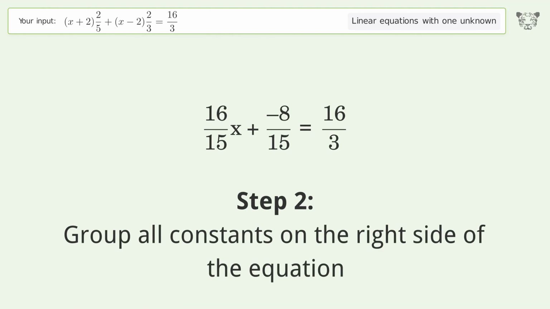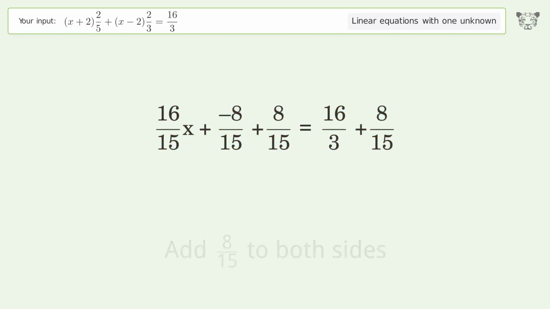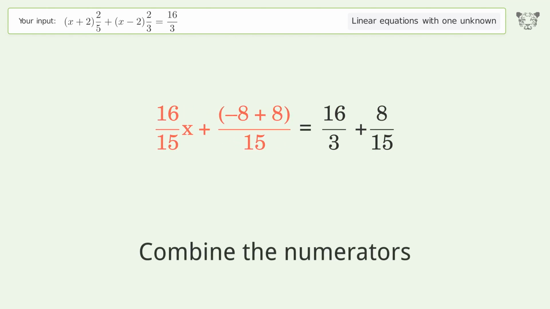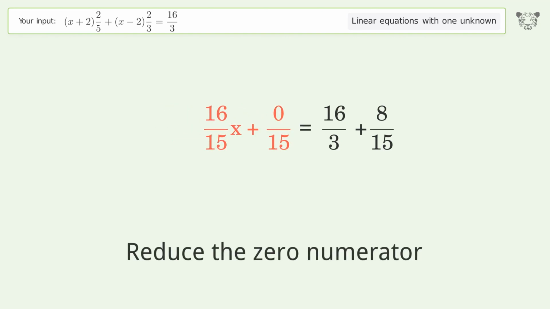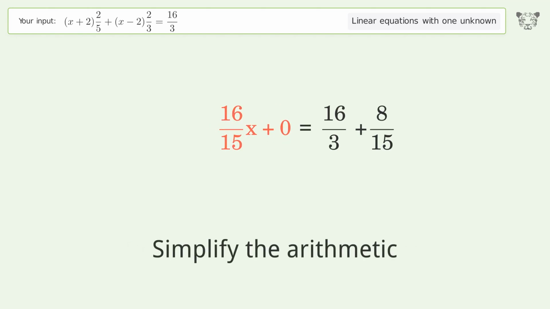Group all constants on the right side of the equation. Add 8 over 15 to both sides. Combine the fractions. Combine the numerators. Reduce the zero numerator. Simplify the arithmetic.